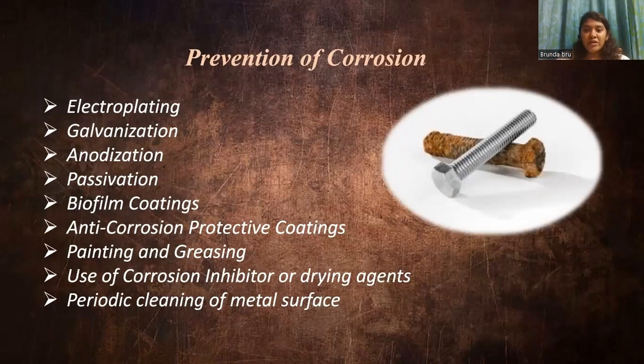Methods of preventing corrosion: electroplating, galvanization, anodization, passivation, biofilm coating, anti-corrosion protective coating, painting and greasing, use of corrosion inhibitors or dyeing agents, periodic cleaning of metal surface.